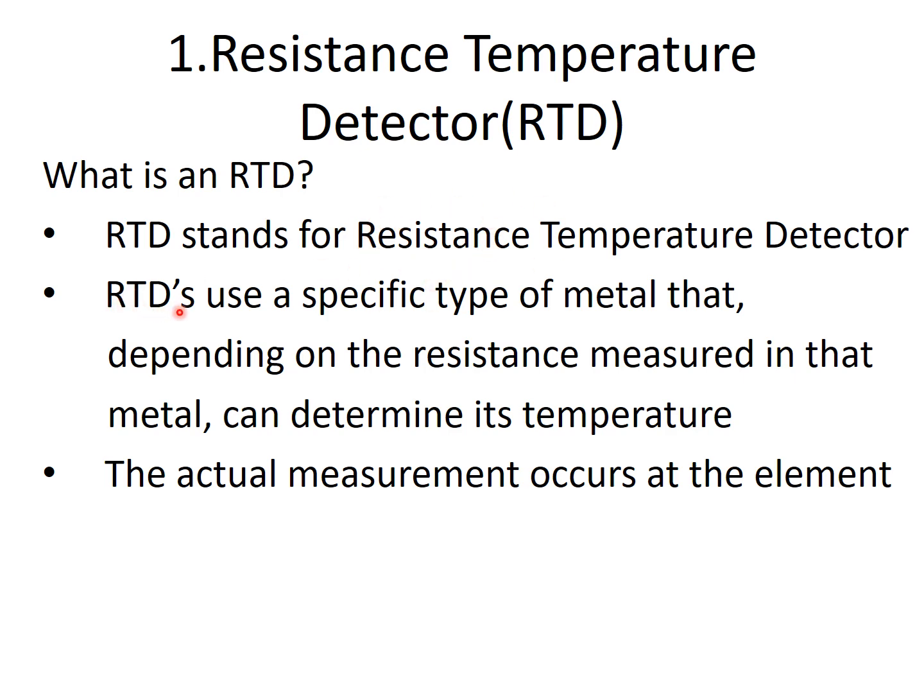RTDs use a specific type of metal, depending on the resistance measured in the metals. Every metal has its own resistance. If we maintain a particular temperature, the resistance will maintain a particular value. That means we have to choose a metal in such a way that it depends on the temperature. If the temperature varies, automatically the resistance value should also vary. That kind of material has been chosen for the RTD.